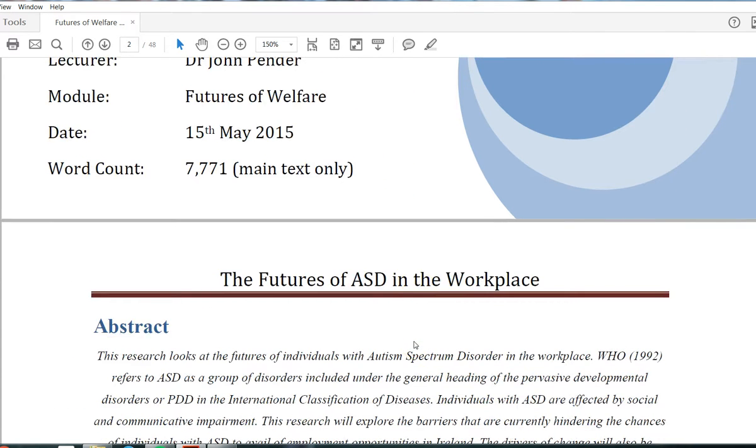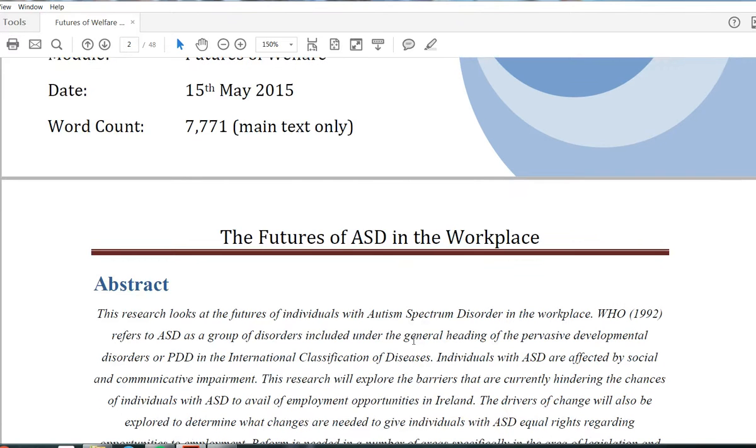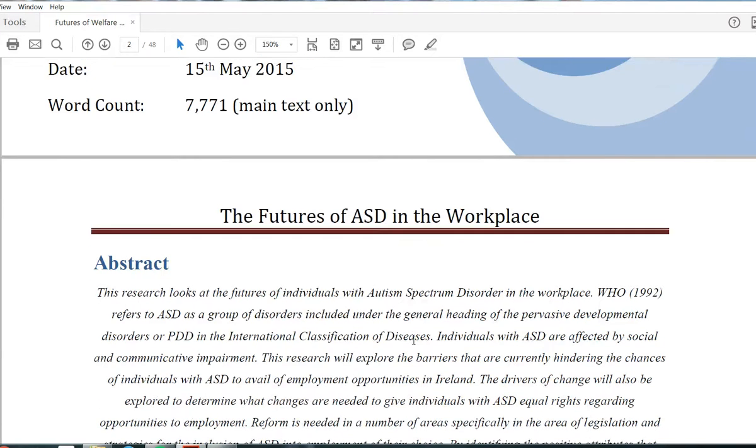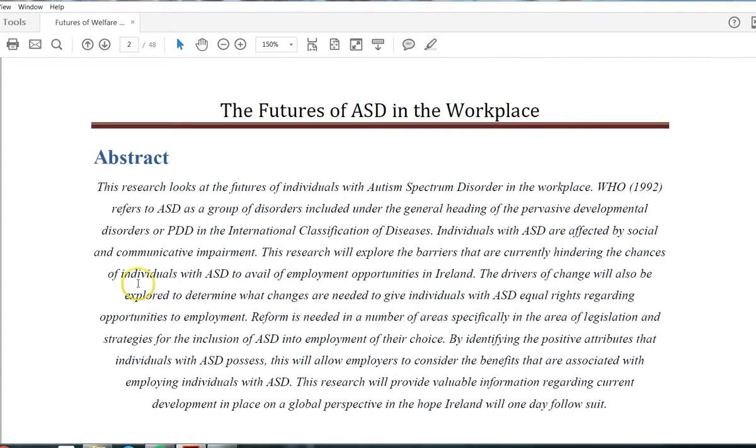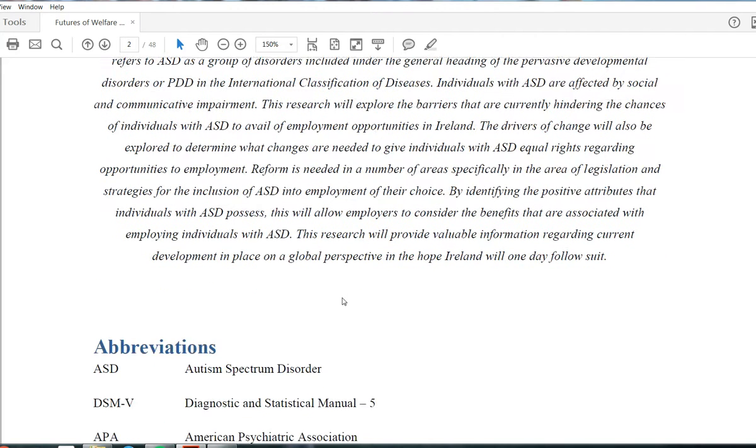So the first thing when you're coming to write up your own assignment is we need an abstract. Now you can see in this particular abstract it's centered and it's italicized. Now I'd prefer that to be single line spacing and in italics, so that's fine.